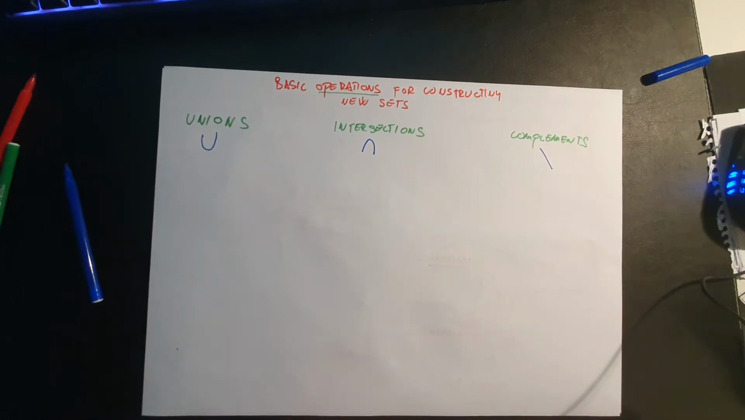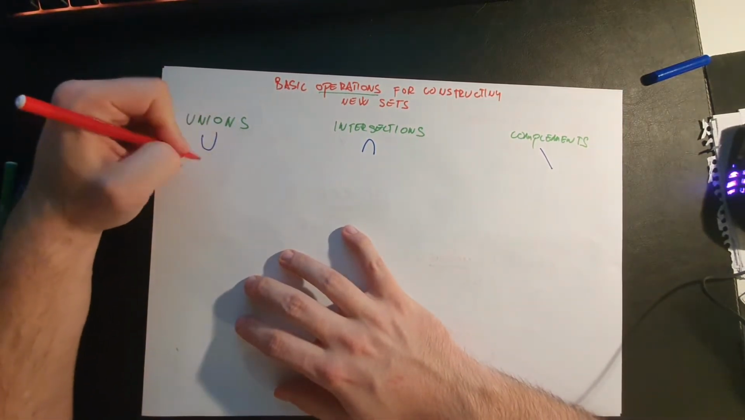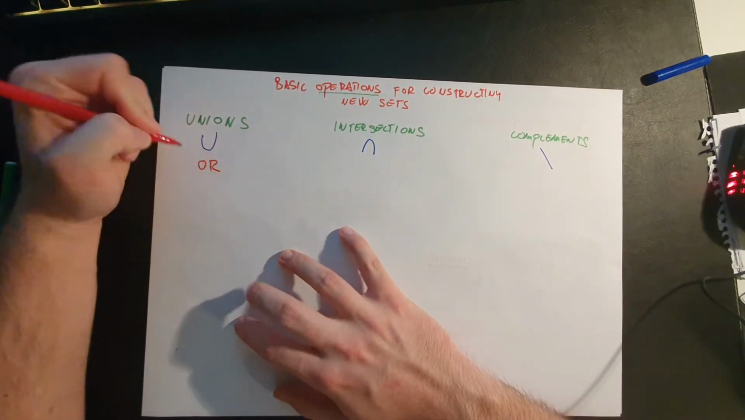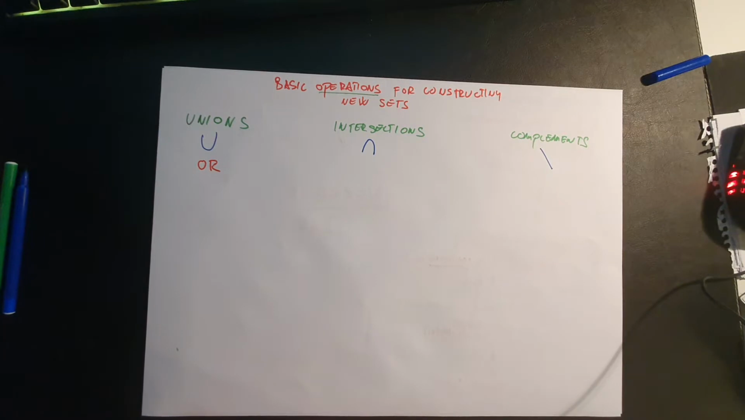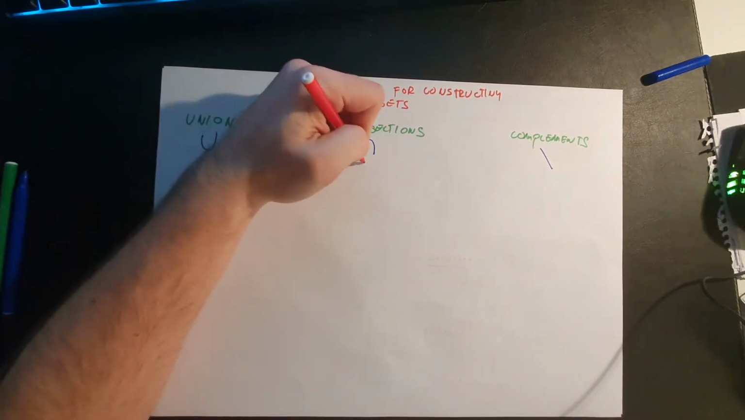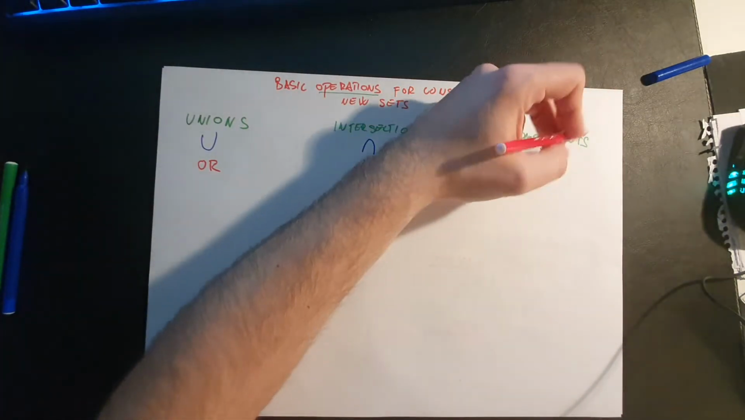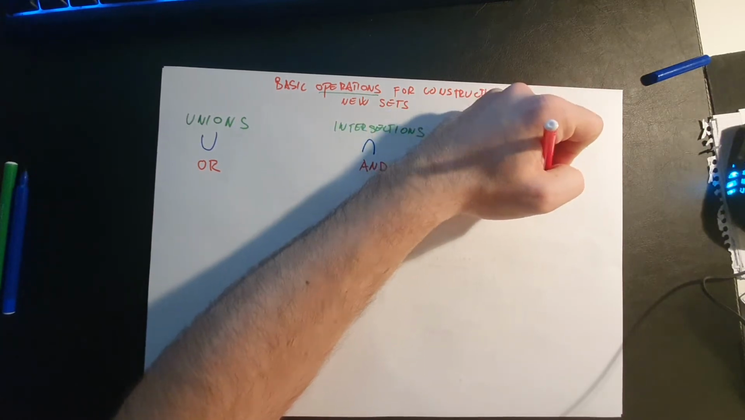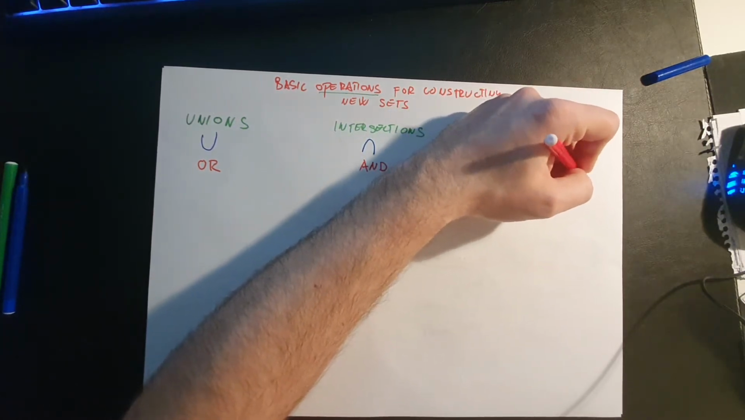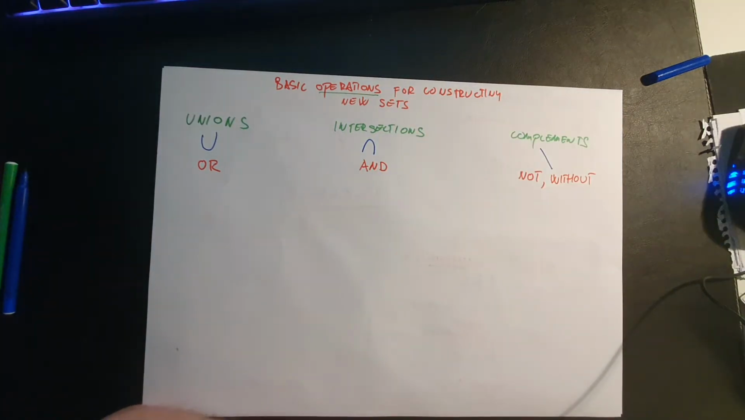Now, in the language, how do we say it? Basically, in the language, union is going to be or. Those of you that are programmers and have done programming so far have probably already seen these words in programming. Or, the next one is going to be and. And the last one can be said as not, or without. There are a couple of options for the last one, but the first two are or and and.